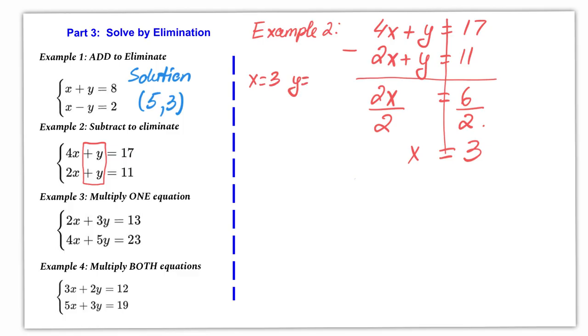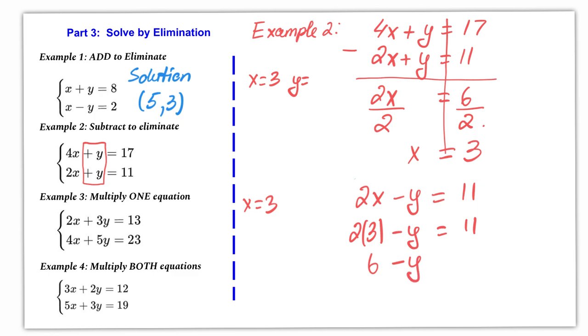And to do that, we're going to substitute x in any of the equations. I would say that I'm going to substitute it in the second equation. It seems a bit easier, smaller numbers. So instead of writing x, I'm going to say 3. So therefore, 2 times 3 minus y equals 11. And that will be 6 minus y equals 11. We're going to subtract 6 from both sides. And so negative y equals 5.